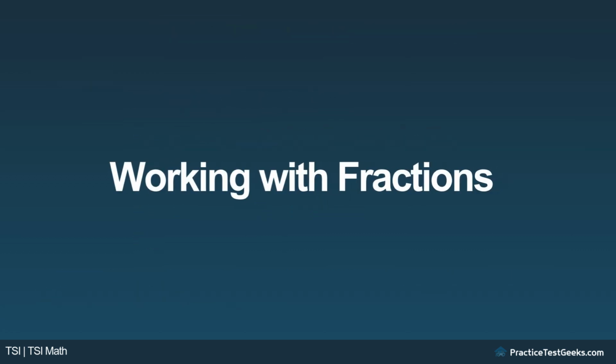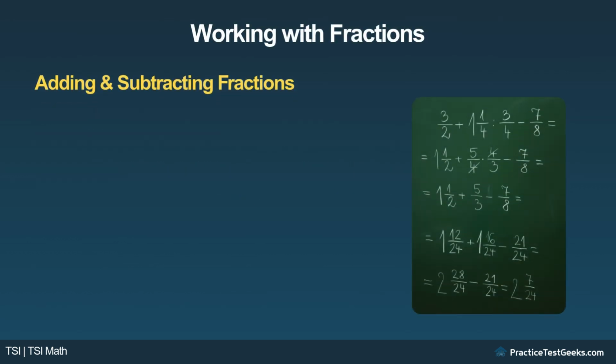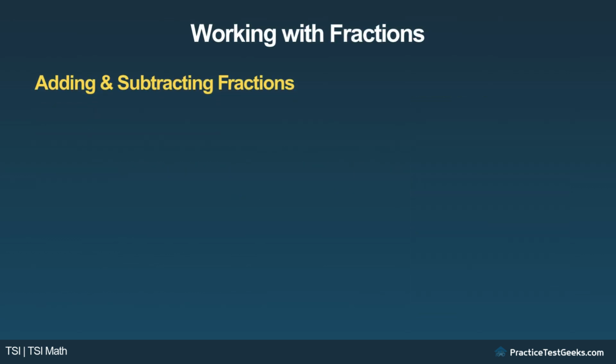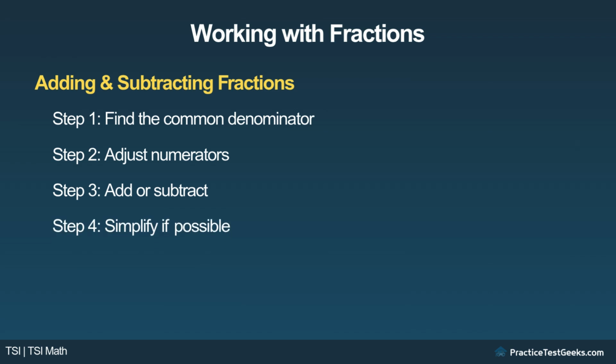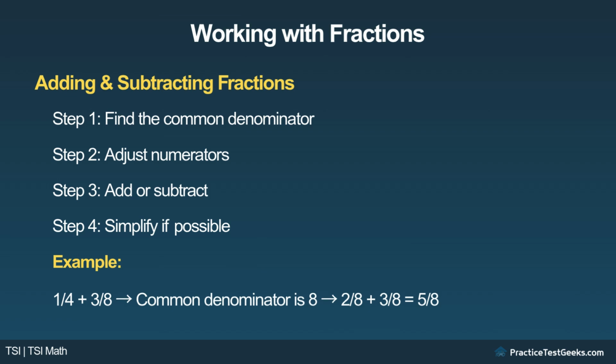Working with fractions. 1. Adding and subtracting fractions. Step 1. Find the common denominator. Step 2. Adjust numerators. Step 3. Add or subtract. Step 4. Simplify if possible. Example, 1/4 plus 3/8. Common denominator is 8. 2/8 plus 3/8 equals 5/8.